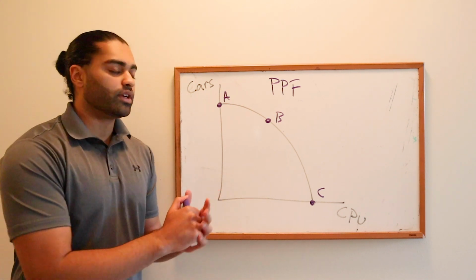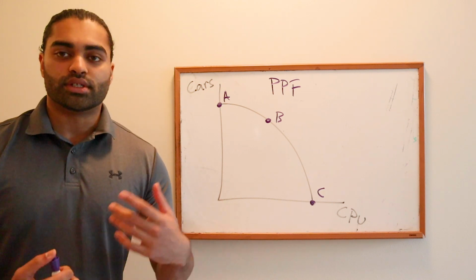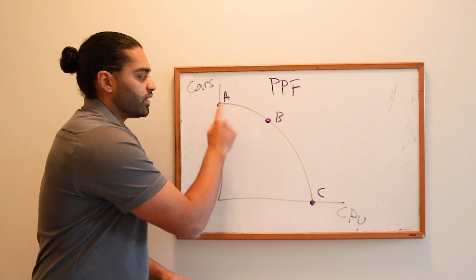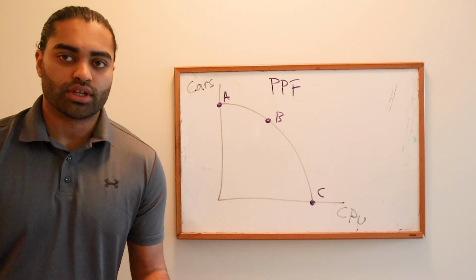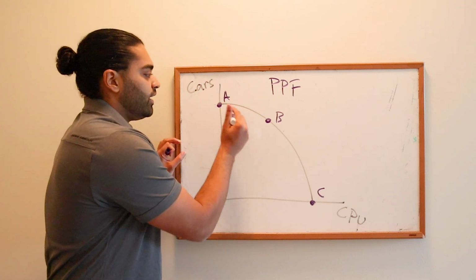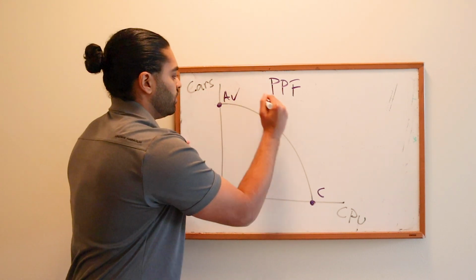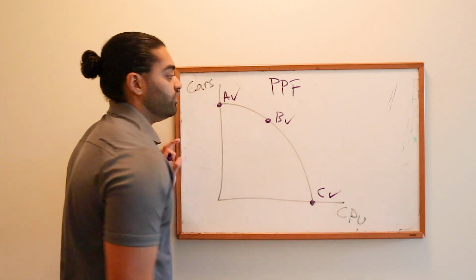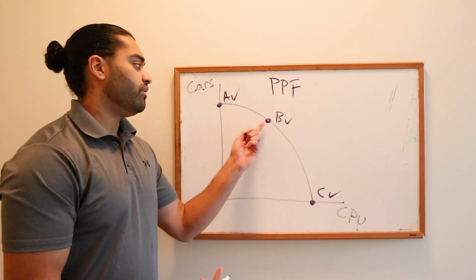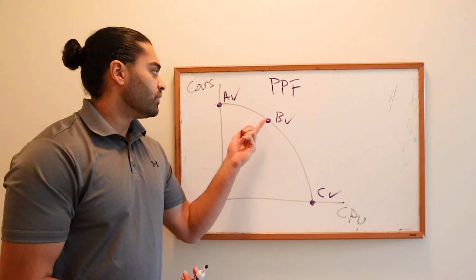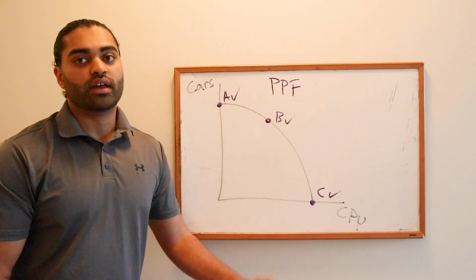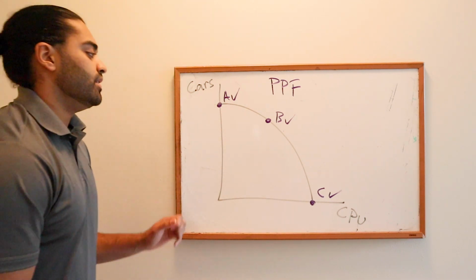The whole point of this model is looking at efficiency and if you're using your resources to their maximum potential. If you're on this curve, you're efficiently using your resources. If you're not, that's not good. Okay, so points A, B, and C are efficient, no matter where they are. Even if you just produce computers, it's efficient. If you produce a combination of cars and computers, still efficient, as long as you're on this curve.